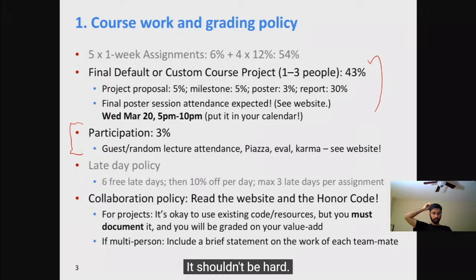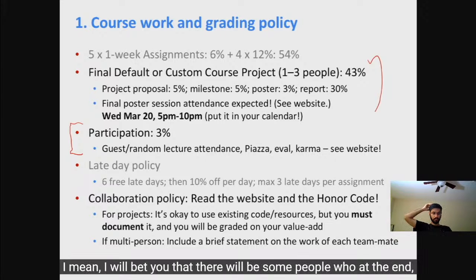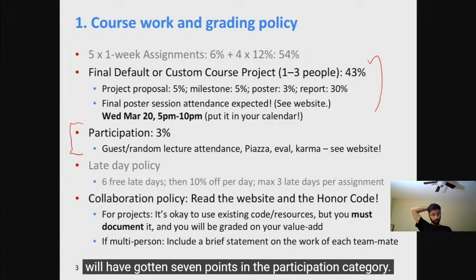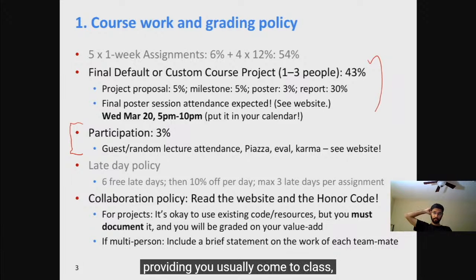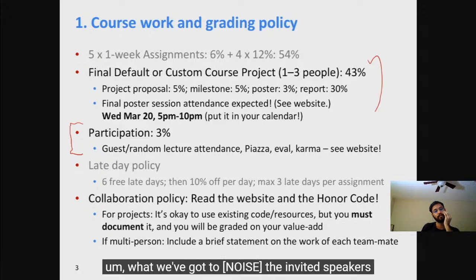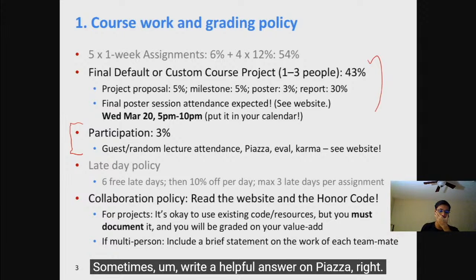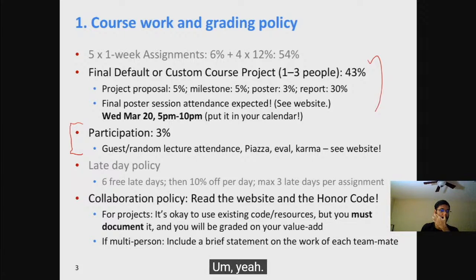It shouldn't be hard. I will bet you that there will be some people who at the end will have gotten 7 points in the participation category, and unfortunately we cap you, will only give you 3% for the participation category. But providing you usually come to class or usually write the reaction paragraphs for the invited speakers if you're an SCPD student, sometimes write a helpful answer on Piazza, you're already going to be there on 3%.